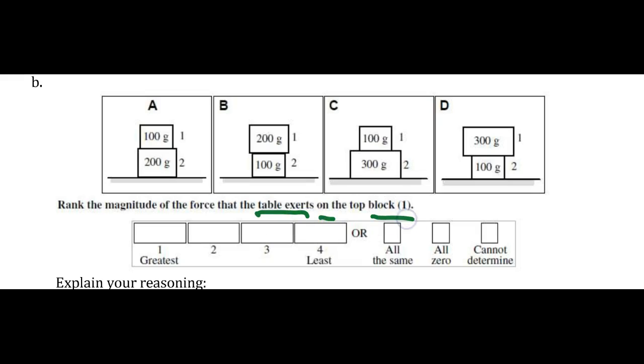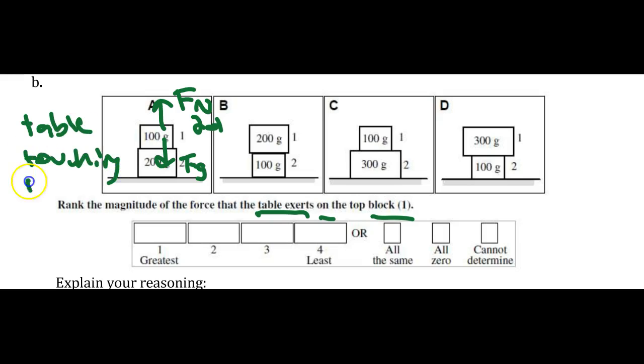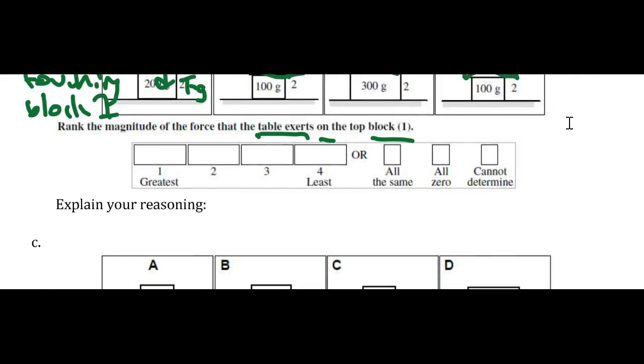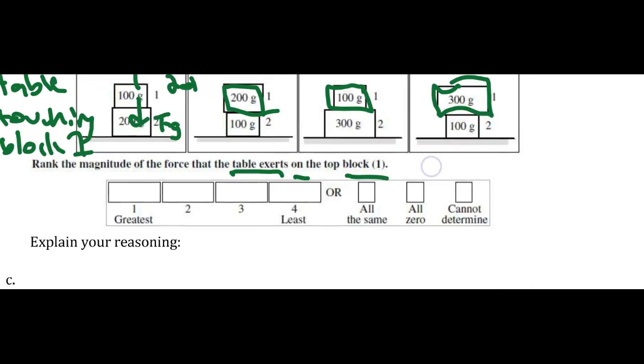In the next problem, it says rank the magnitude of the force that the table exerts on block 1. Again, it's on the top block. The only two forces on the top one are Fn of 2 on 1 and Fg. The issue here is I don't see the table touching block 1. In any of these, the table is never touching this block. If it's never touching, that cannot be a force. So here I could say that the force is all 0.